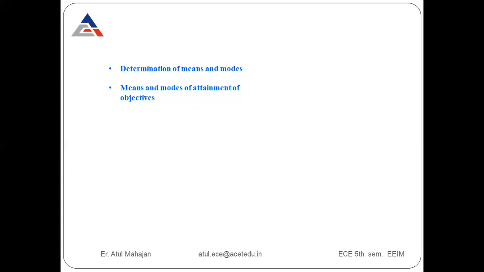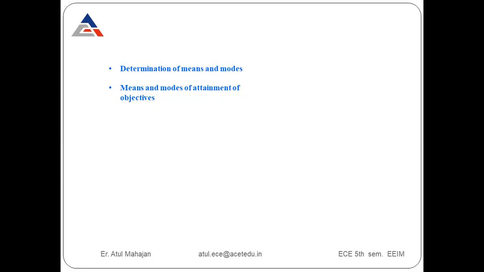What are the various steps I have to take in order to attain my objectives? What are the means and modes I have to undergo so that I can attain my objectives at any cost? That becomes very important, and this is one thing that should be known to me at any cost. The determination of means and modes and attainment of objectives is very important. What are the means and modes required for achieving my objectives? That is very important.